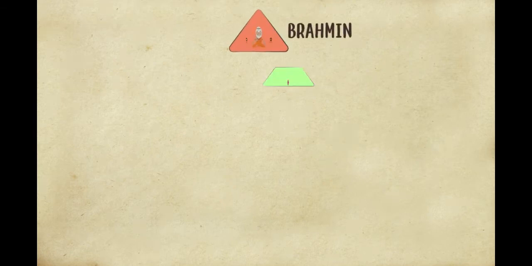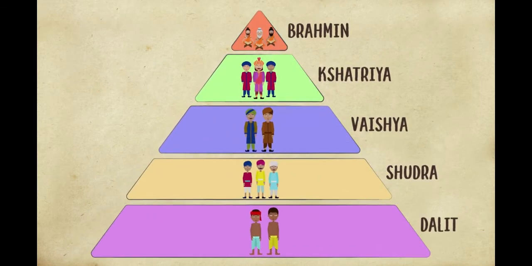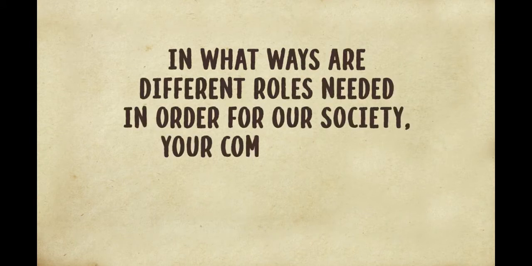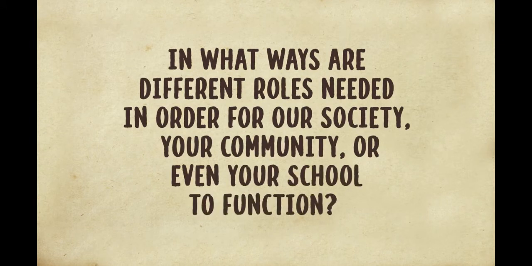As you can see from the game, each social class in ancient Indian society performed different roles in order to fit the needs of the civilization. Consider this. In what ways are different roles needed in order for our society, your community, or even your school to function? Be prepared to support your answer with examples.